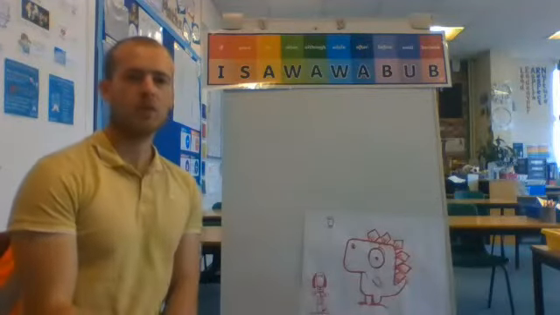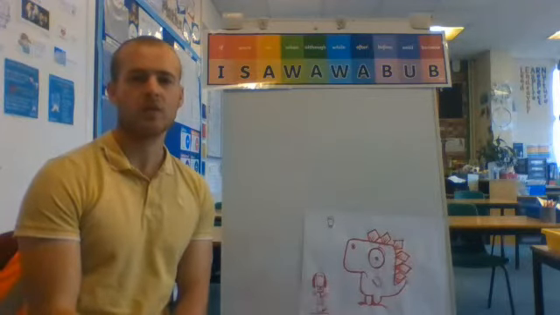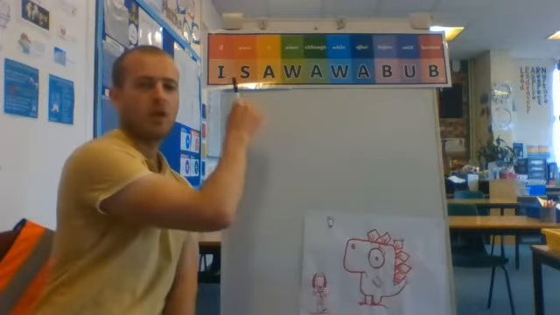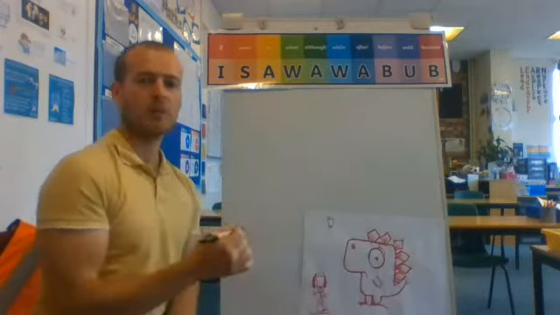Okay, then Year 3, what I'm going to do now is write you a sentence, and I want you to see if you can identify the subordinating conjunction that I've used. Remember to use the acronym to help you: I saw a wabub, and that will help you identify it.